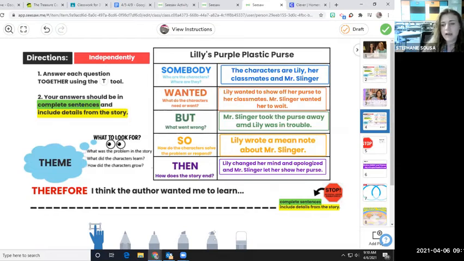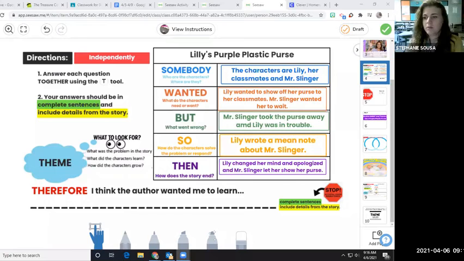Yesterday, you wrote down a theme. I want you to go tell your partner the theme that you came up with. What can we learn? What life lesson, what message, what theme can we learn from Lily's Purple Plastic Purse? All right, so I'm interested. We know that a text can have more than one theme. I would be curious to know what themes you came up with. What can we learn from Lily and her adventures in her classroom?